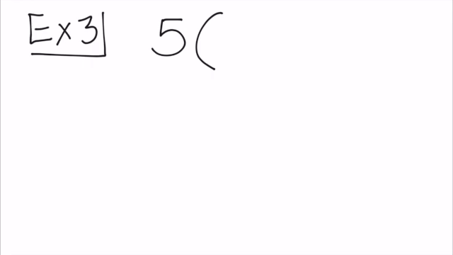Example number 3. All right. You try this one. Try this one yourself. 5 times 7 plus r. All right, you try this one. Pause the video, do it yourself, and see what answer you get. Okay, you should have your answer now. So let's see how you did.